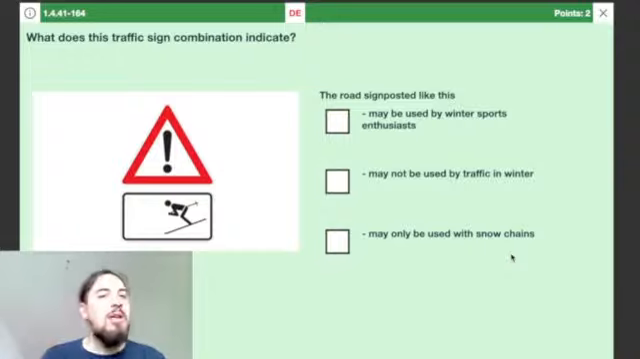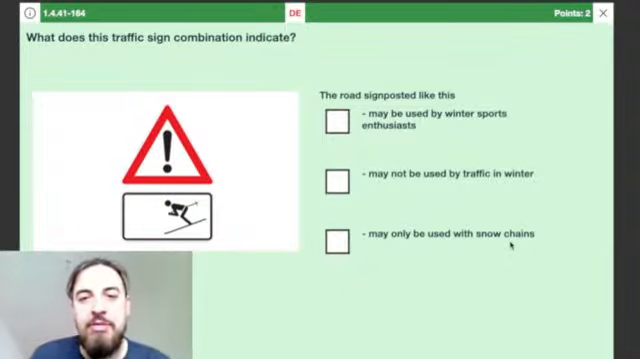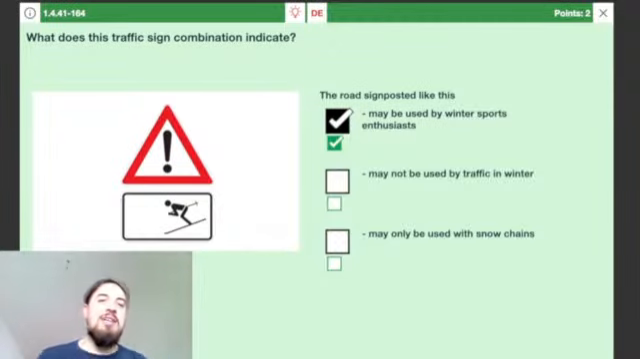Nice. What does this traffic sign combination indicate? The road sign posted like this may be used by winter sports enthusiasts, may not be used by traffic in winter, may only be used with snow chains. Okay, what does this traffic sign combination indicate? That the road signposted like this may be used by winter sports. Yes. I think it's just the first one. Yes, nice. All right, let's go ahead.